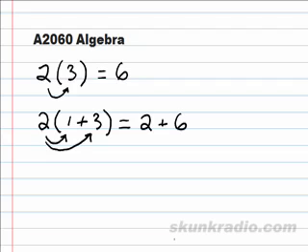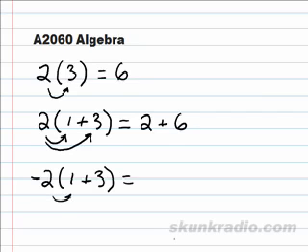And let's look at one where there's a negative term outside. So in this case, we take a negative 2 times a positive 1. That's going to be a negative 2. And then we take our negative 2 and multiply it by a positive 6, and we get a negative 6.